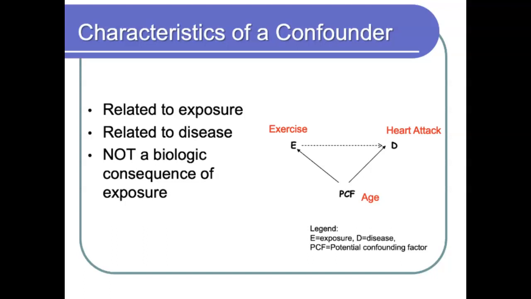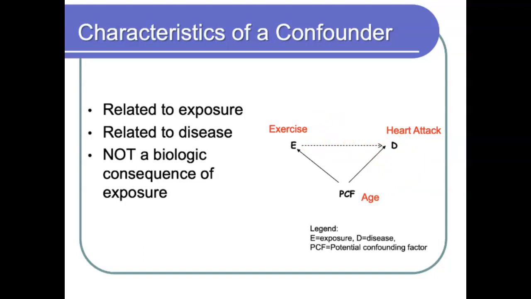And there's also going to be an age association with having a heart attack. So in other words, age is going to be associated with the chances of having a heart attack. Now, given that this variable is associated with our exposure, it's also associated with our outcome, and it is not a biologic consequence of the exposure, meaning that exercise doesn't result in age. So age doesn't fall on this causal pathway.